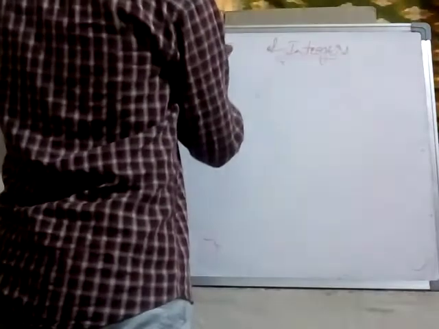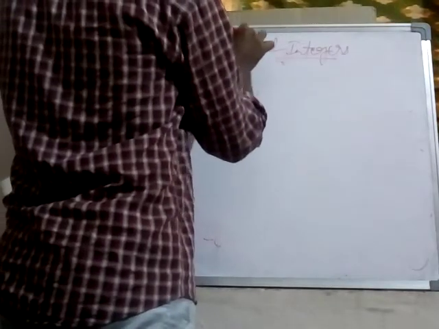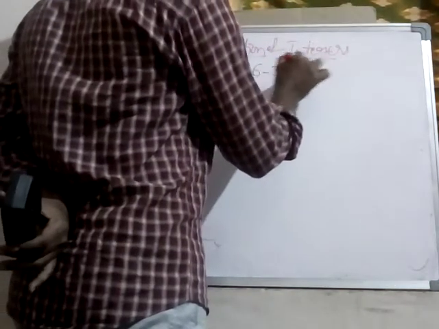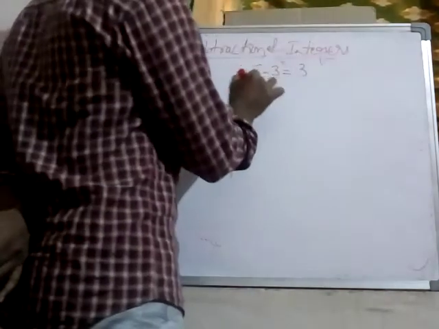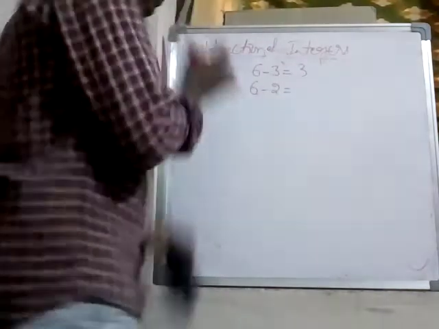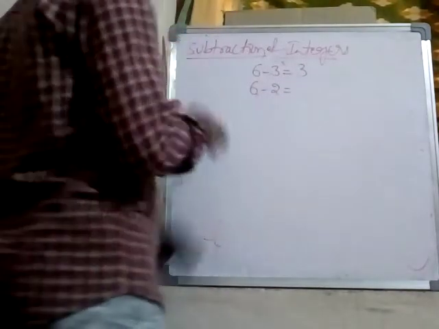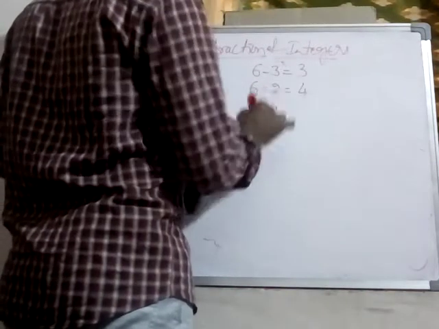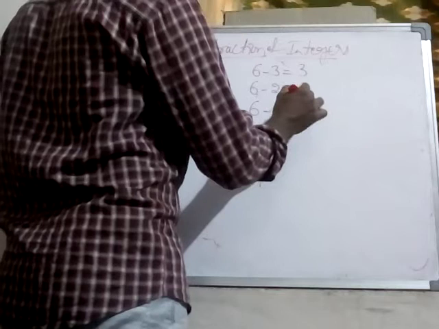So, subtraction on integers. Subtraction of integers on number line. Okay, now observe here. 6 minus 3, how much? 3. 6 minus 2, sorry. 6 minus 2, 4.